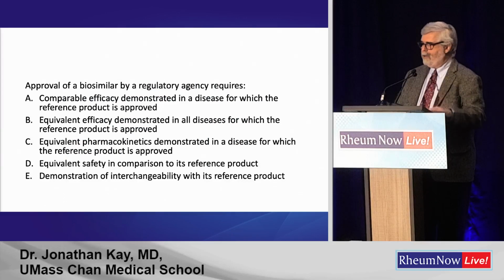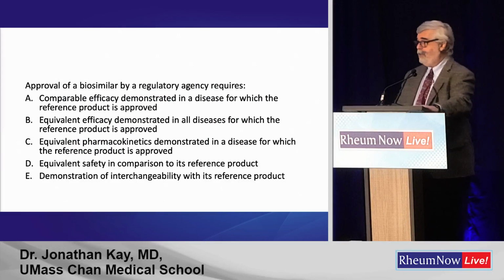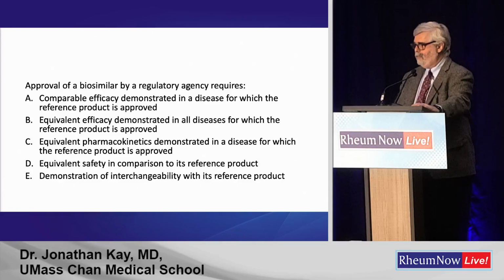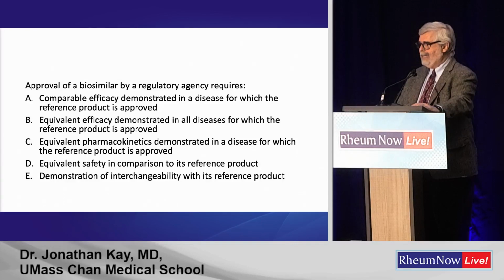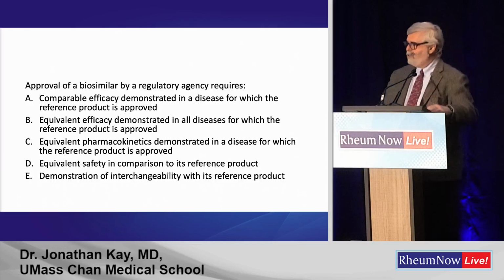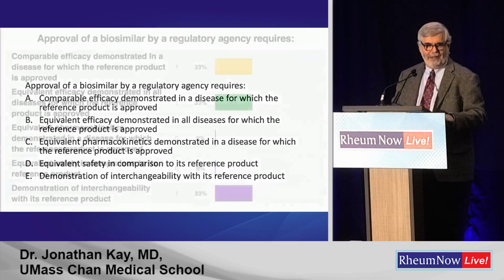So another question. Approval of a biosimilar by a regulatory agency requires A, comparable efficacy demonstrated in the disease for which the reference product is approved, B, equivalent efficacy demonstrated in all diseases for which the reference product is approved, C, equivalent pharmacokinetics demonstrated in the disease for which the reference product is approved, D, equivalent safety in comparison to its reference product, or E, demonstration of interchangeability with its reference product. This is a complex question, but I'll talk about the answers after you vote.